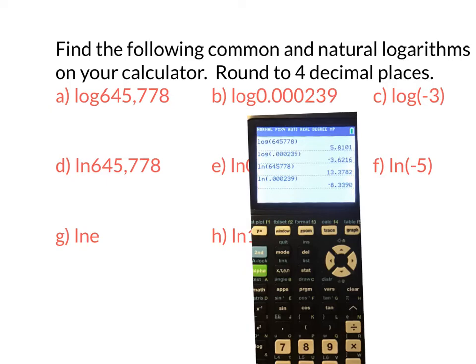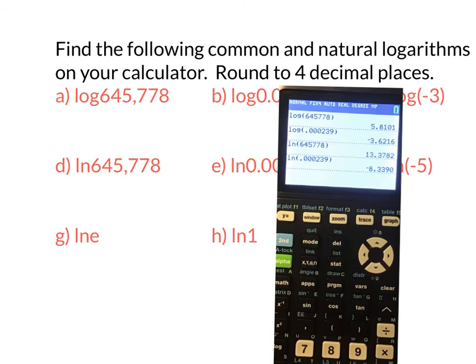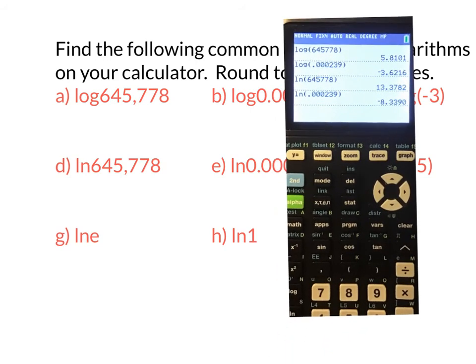You cannot have a log of a negative number. And if you do that on your calculator, it's going to give you a big error message. Also, in case you don't know, the log button on your calculator is right there, and the natural log button, the LN button, is right there. So that's where the buttons are, in case you can't find them, which I think you can.